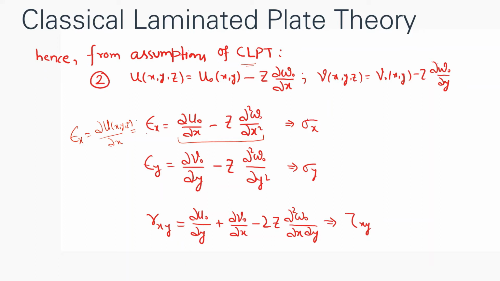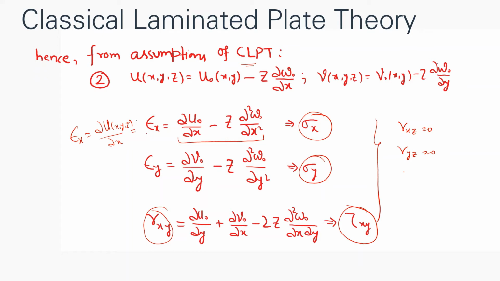So from here we will get sigma x with the constitutive relation. Similarly, from epsilon y we will get sigma y from the constitutive relations, and also from gamma xy we will get the tau xy or sigma xy shear stresses from the constitutive relations with this strain. And the transverse strains are 0. We know that gamma xz equals 0, gamma yz equals 0, and epsilon zz equals 0. Therefore, our tau xz is 0, tau yz is 0, and sigma zz equals 0 from plane stress conditions.